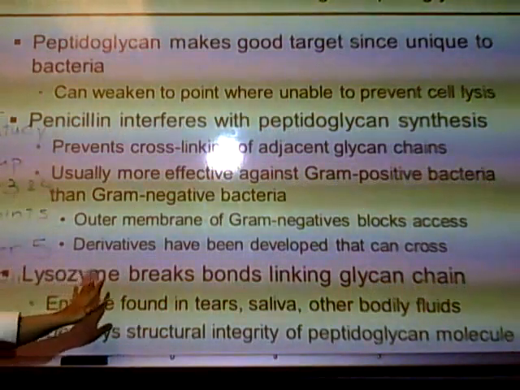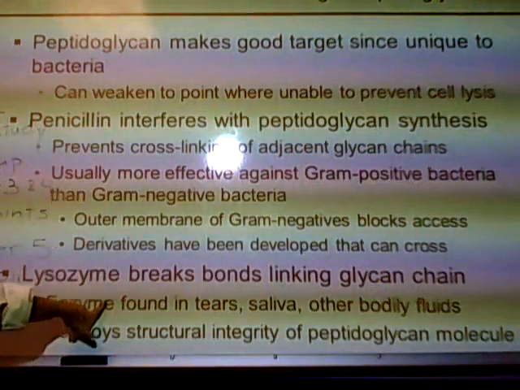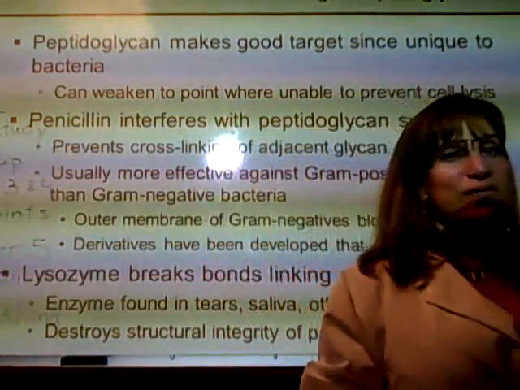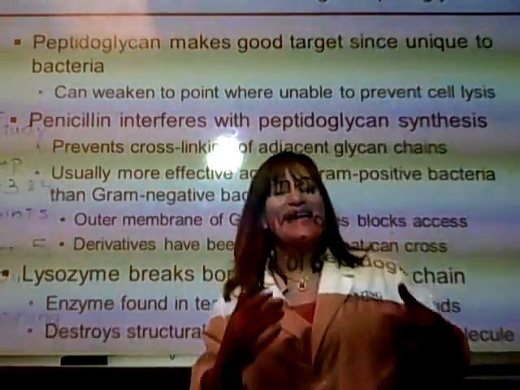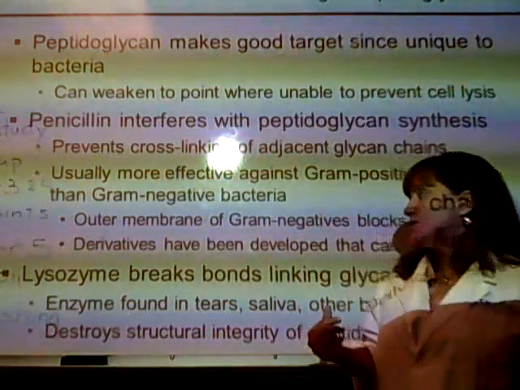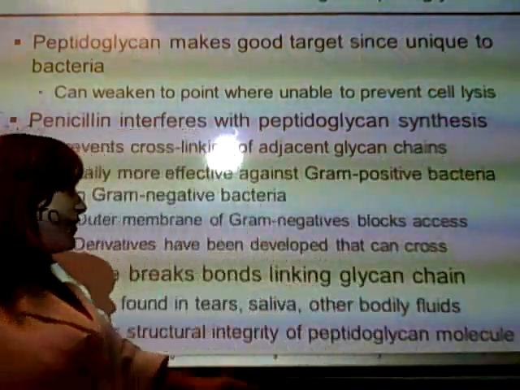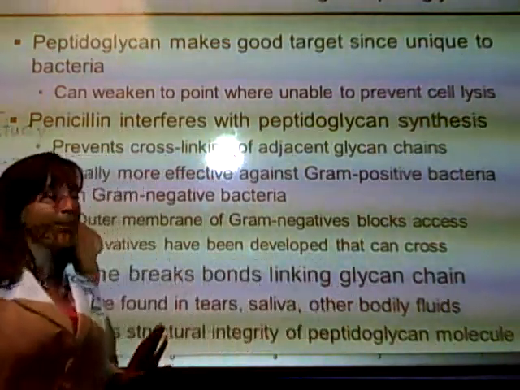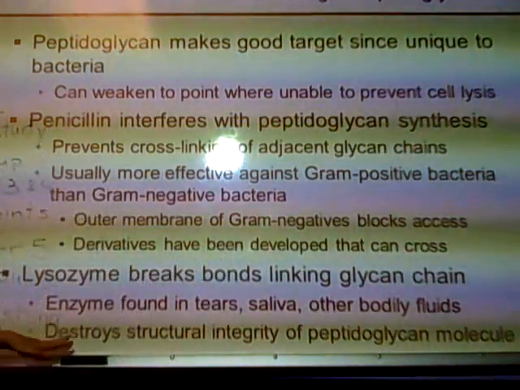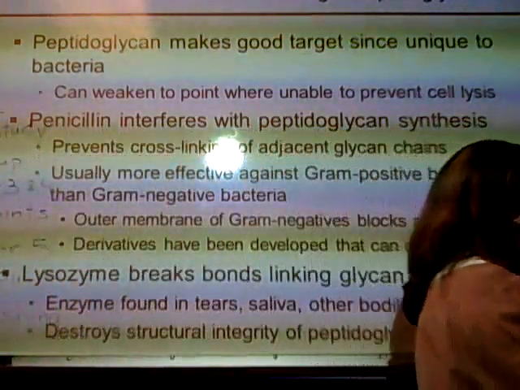We also have in our wonderful bodies an enzyme called lysozyme. Lysozyme, where do you find lysozyme in your body? I'll give you a hint. Tears. In your tears, very good. Okay, also in your saliva. Lysozyme is going to, again, break down the bonds linking that glycan chain. Okay, tears, saliva, and other body fluids. All right, so that's going to, again, break down your peptidoglycan molecule.